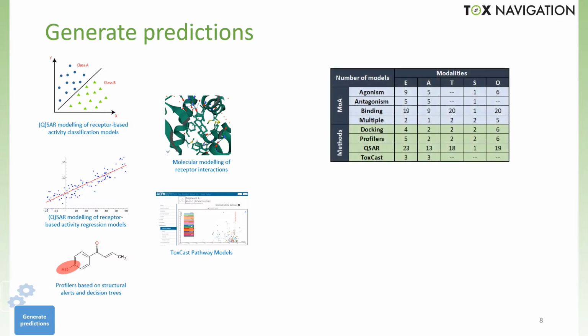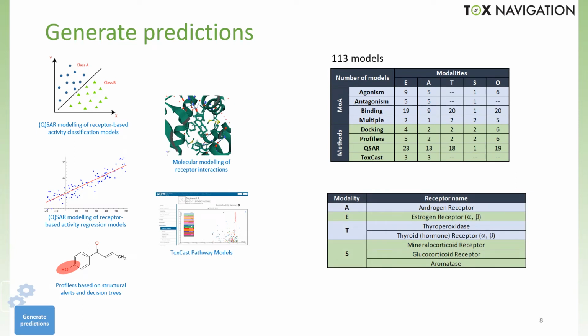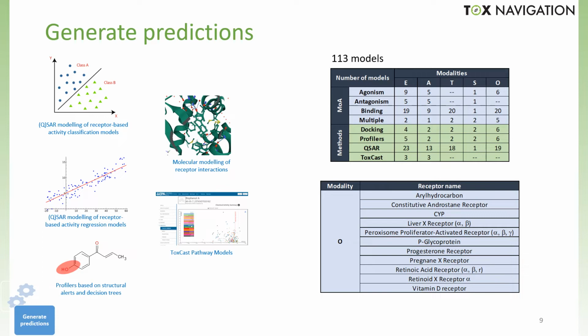In total, we use 113 models, and we are evaluating some others to be added. The models are grouped according to the modalities estrogen, androgen, thyroid, and steroidogenesis, being the ones of most concern. We also consider another modality, grouping under it models addressing receptors and proteins related to the endocrine system other than the EATS modalities.